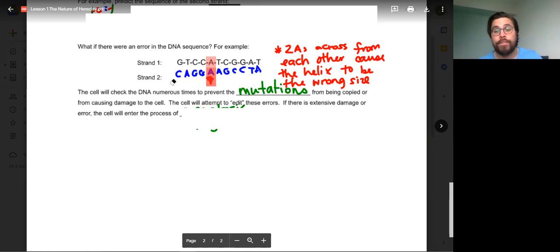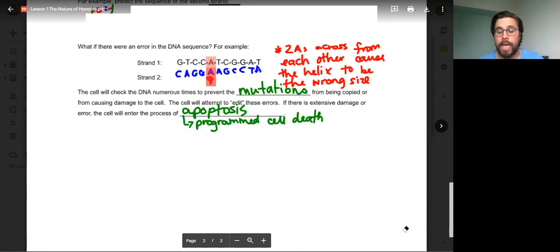If there is, however, extensive damage and the cell is unable to fix it, it will go through what's called apoptosis. Now, you may remember apoptosis from the virus lesson that we had last unit. The specific instructions that tell the cell to go through apoptosis if there's a mutation or an error with the DNA replication, that's the same process that the virus activates when it's done replicating inside the cell and it wants to reach its next targets. It triggers that specific sequence and then it's time to go.